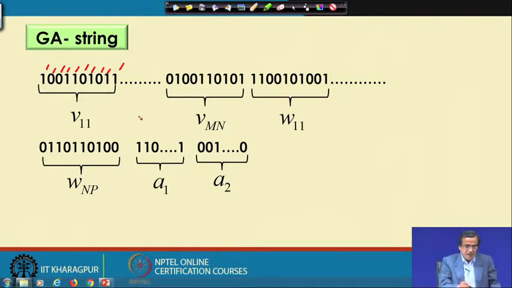The alternative is we can go for the real coded GA, where all the variables will be represented using real values, and I am not going for that. I am just going to concentrate on this binary coded GA, and that too on a very simple problem.